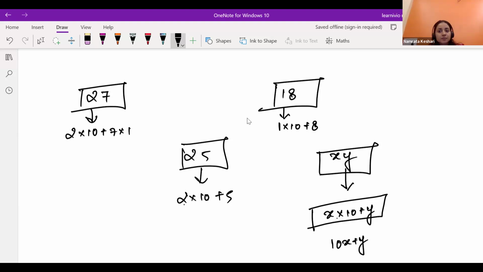Are you getting my point? That xy we will not write. Yes, ma'am. Rather than xy, whenever the question is about a two-digit number in class 10 or class 11, we will not say it is xy, because that looks like x into y. So we will keep it more clear. We will say that it is x into 10 plus y. That means we are assuming x at the tens place and y at the ones place.